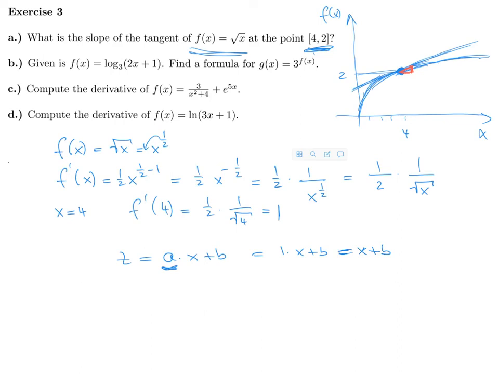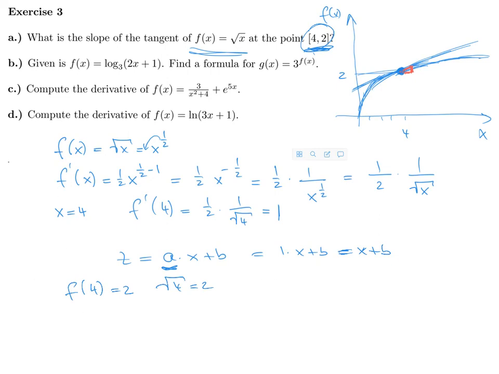And finally, if we want to compute b, we just insert the point again. So we know from the function that f at 4 is equal to 2, which is easy to verify. The square root of 4 is equal to 2. So indeed, this is this point here. And so the function value of the tangent line has to be the same.